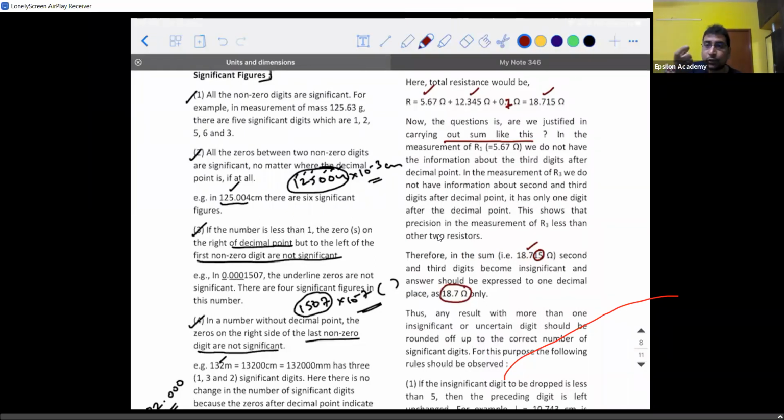So what did we do here? We took the reference of the number with least significant figures and we reported the answer in accordance with it. We didn't report it till 3 decimal values, rather we stopped it with 1 value. This is where your rounding off concept comes, which we'll be learning next.